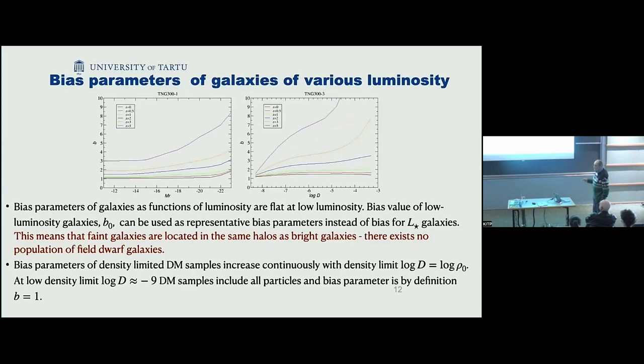The only possibility to explain this is that they occupy the same regions, in the same halos. There is no population of very faint galaxies in the field, otherwise it would be difficult. With dark matter particles in the field, the trend is different. Here is also interesting. When we take very low density, roughly here, this sample has all dark matter particles, and by definition B is here 1, but here it is not.